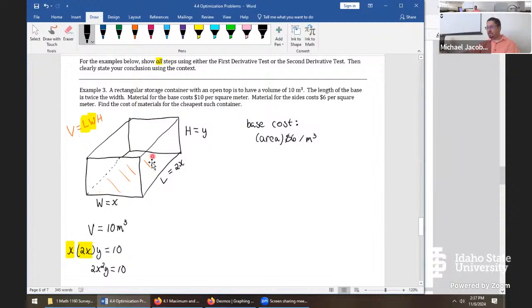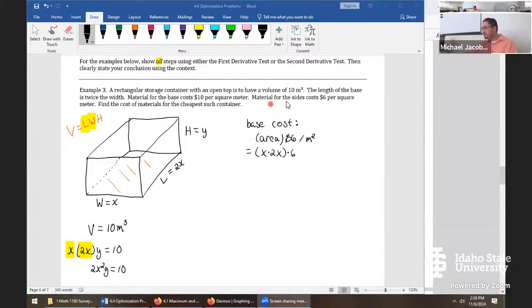So if we want the area of the base here, we'll just take the width times the length. So it's going to be equal to X times 2X multiplied by the $6 per, oh, I put cubic meter there. That's area, square meter. So the meter squares will cancel off and we'll just have this times a 6.